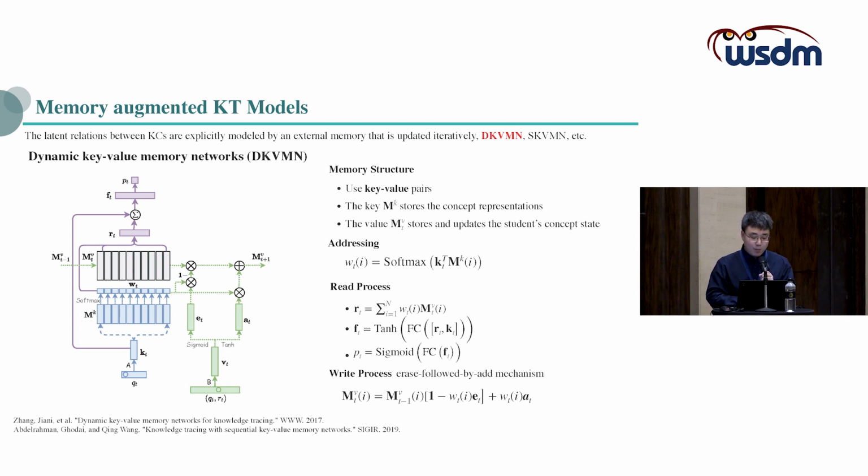About updating the model, they use an erase-followed-by-add mechanism. That means we will use the WT to decide how much information we want to keep and how much information we want to forget. So that is some detail about DKVMN.